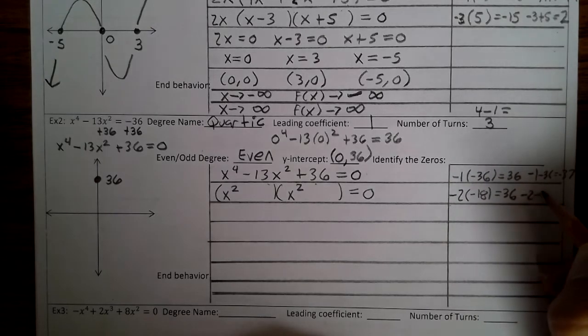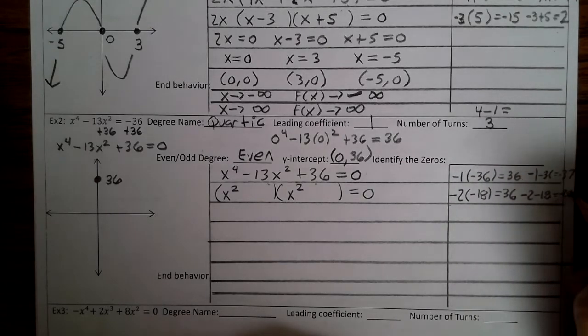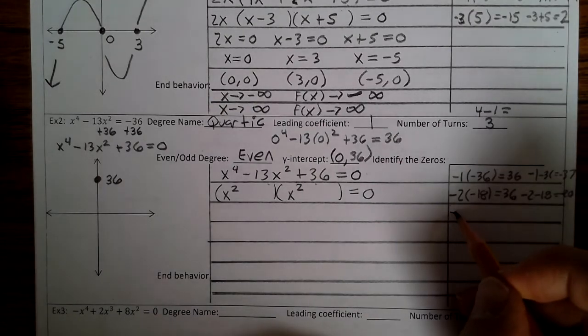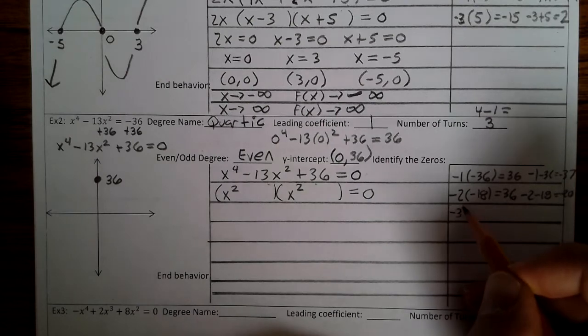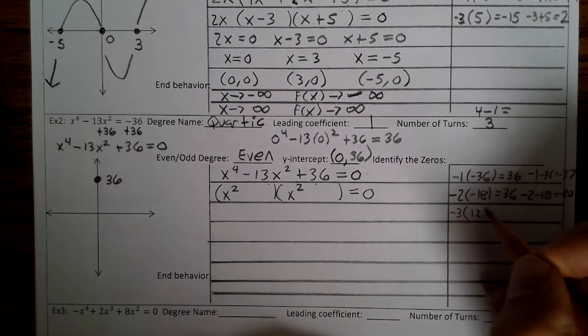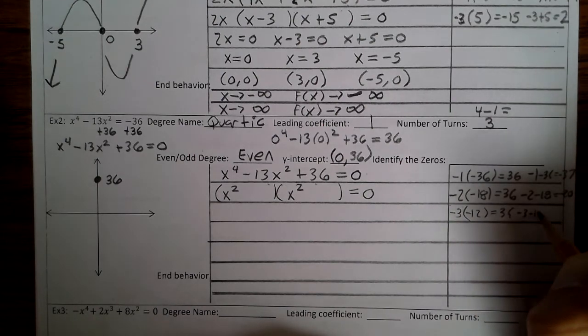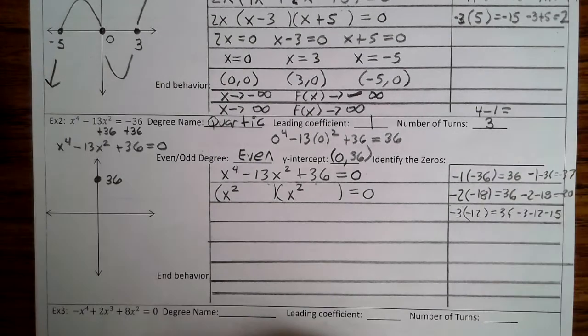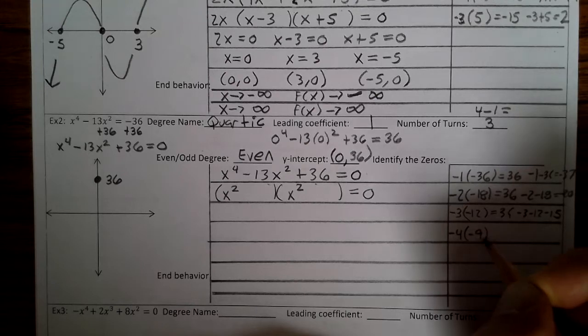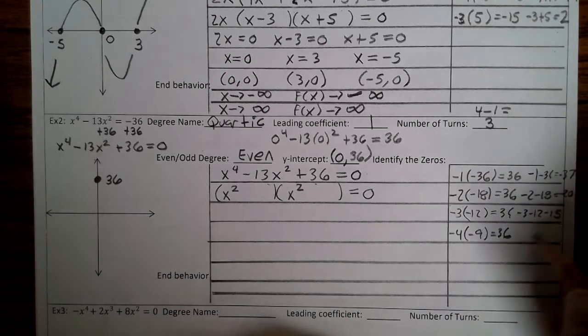Negative 3 times negative 12 is positive 36. Negative 3 minus 12 is negative 15. That doesn't work. Negative 4 times negative 9 is positive 36. Negative 4 minus 9 is negative 13. That works. So factors are x squared minus 4, x squared minus 9.